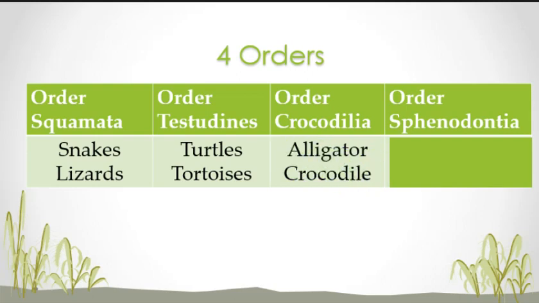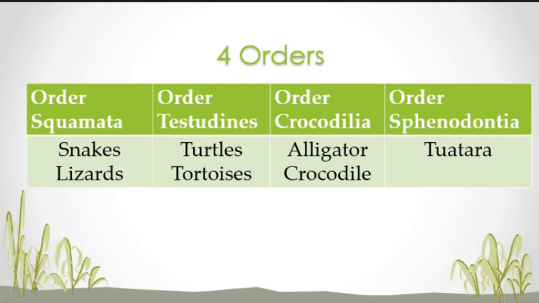And then the weird one, order Sphenodontia. That is called the tuatara. There's only one of them in there. It's kind of a lizard-looking thing. I'll show you the picture. He's unusual, unique, in his own order. All right, so four orders. We had two orders of the amphibians and four orders of the reptiles. Are we good?